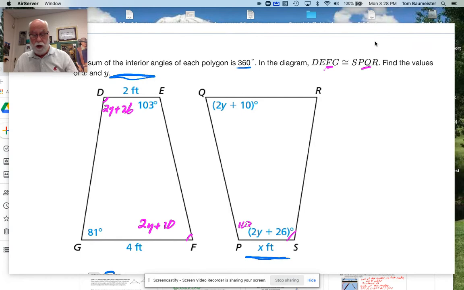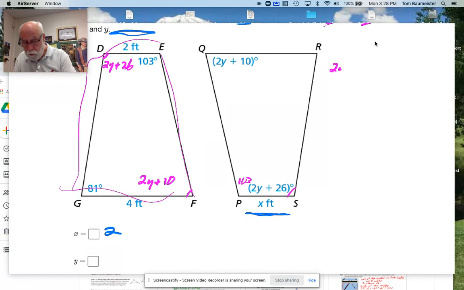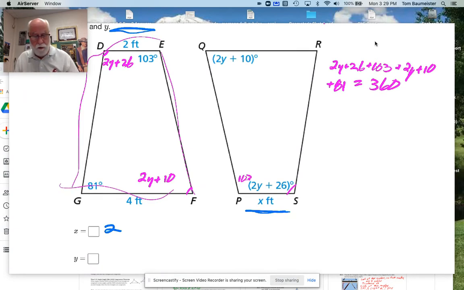All right, so now we've got this whole one filled out, so we can say on that one there that 2y plus 26 plus 103 plus 2y plus 10, sorry, and plus 81 is equal to 360 degrees. Sorry there, I ran out of room there. I wrote smaller on my paper.